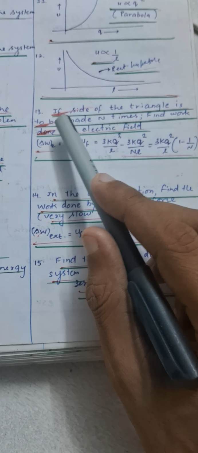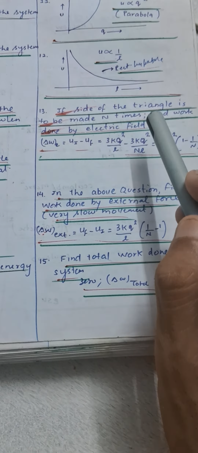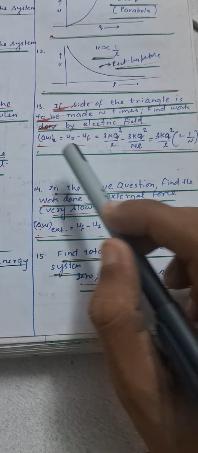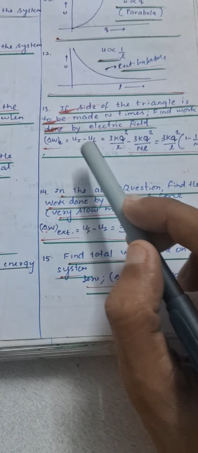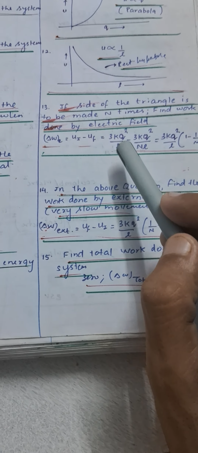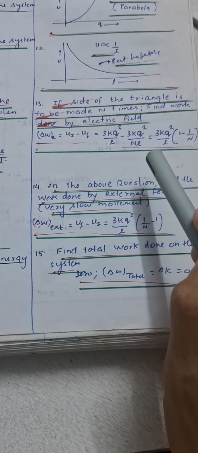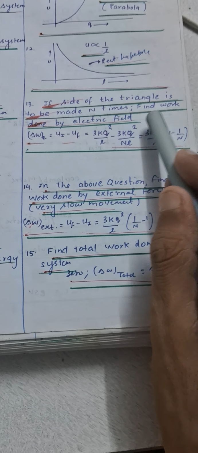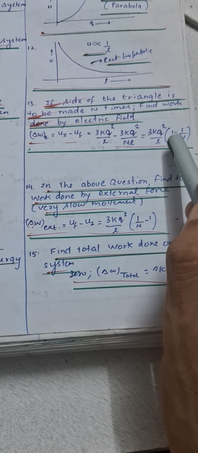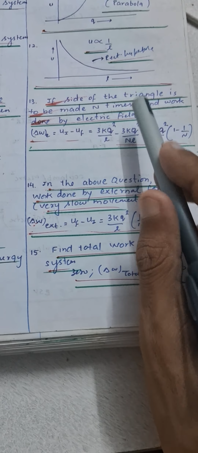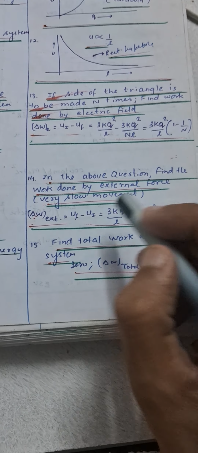Now there is another question: if the side of the triangle is made n times, find the work done by the electric field. Work done by the electric field is U initial minus U final. Initial potential energy will be 3 kq square by L, and final will be 3 kq square by n into L. So you can take 3 kq square by L common over here, and we will have 1 minus 1 by n. That is the work done by the electric field.